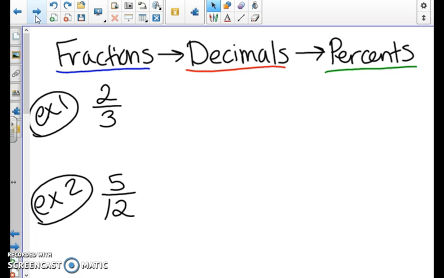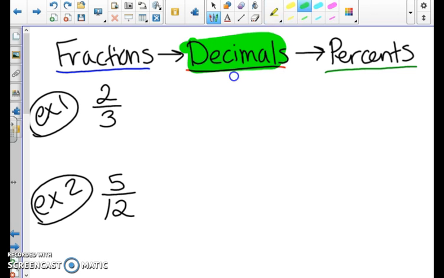All right, the first one we're going to start with is fractions, and then we're going to convert them into decimals and then go to percents. Once again, the decimal is really what we're trying to get to, okay? So let's start with 2/3. Here's the good news. In 7th grade, you didn't get to use your calculator for this. In 8th grade, we do. So, woo, pretty excited about it.